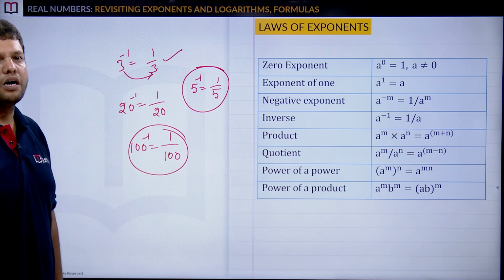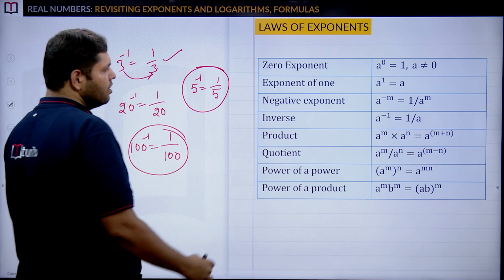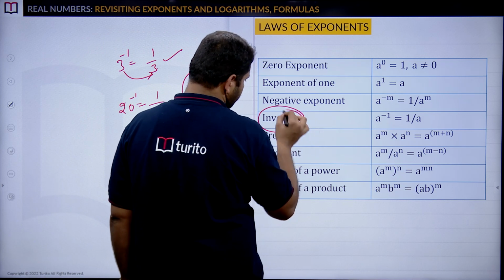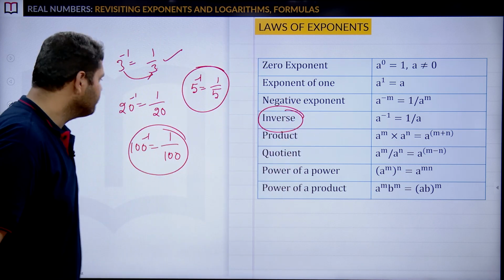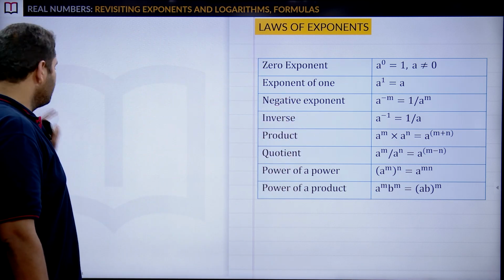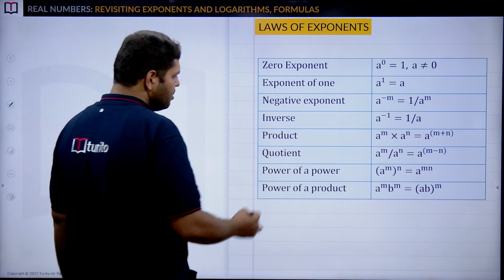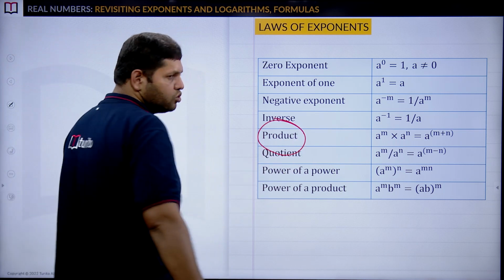Okay. So that is what? A negative, sorry. What is the exponent? Inverse exponent, that is. Okay. Children, what is the next property? What is the next law? Product law.